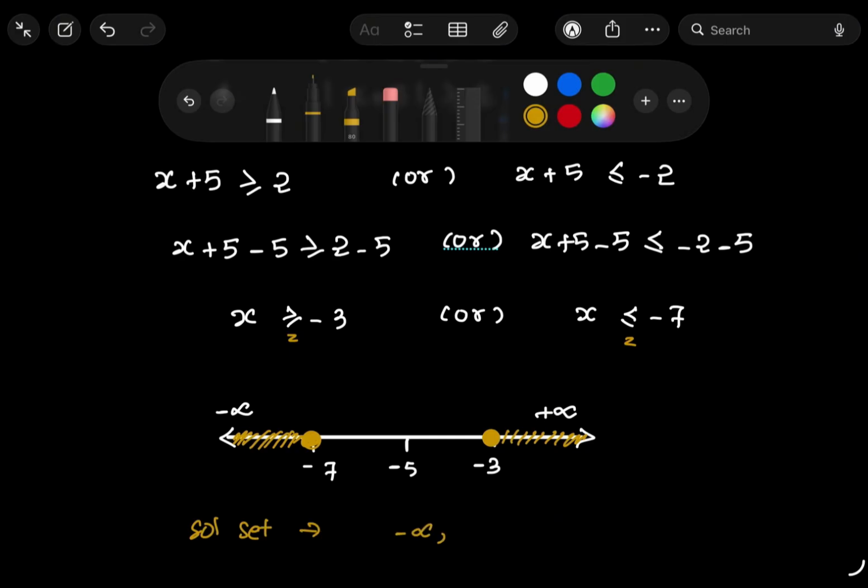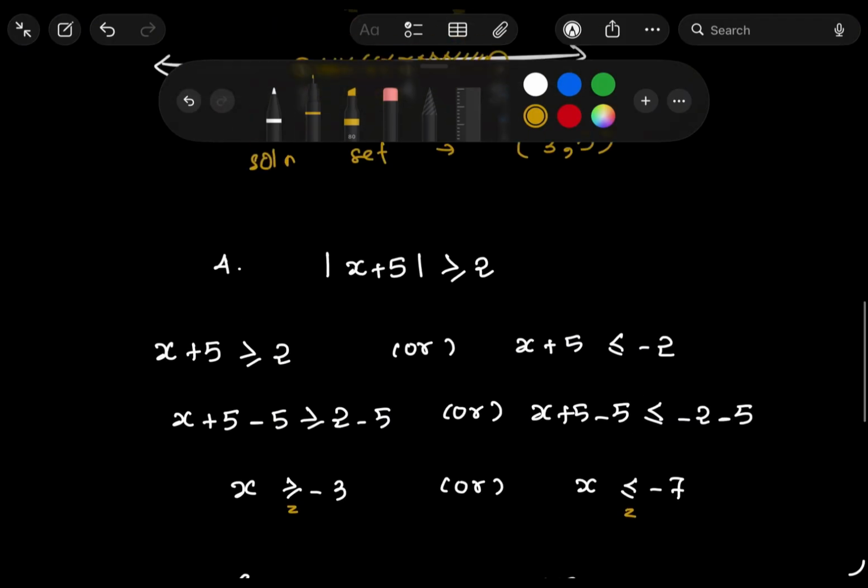So the solution set becomes negative infinity to negative 7, round bracket at infinity, and since there is an equal sign there will be a square bracket at negative 7. Union negative 3 to positive infinity, with a square bracket at negative 3 and a round bracket at infinity. So that's it. This is number 4.